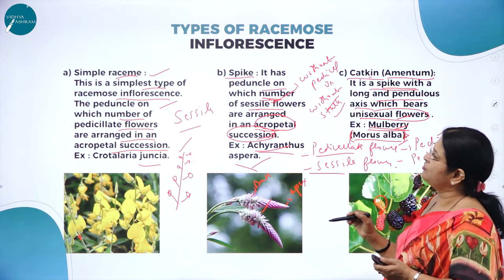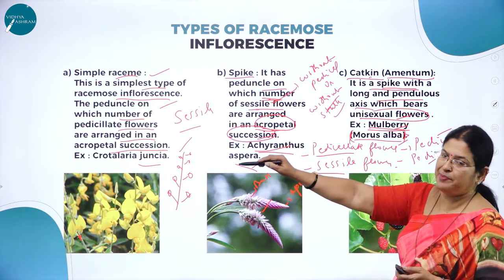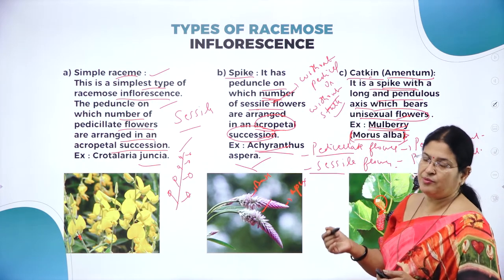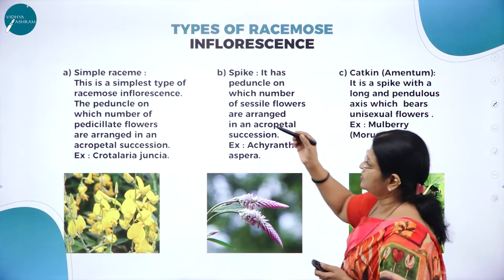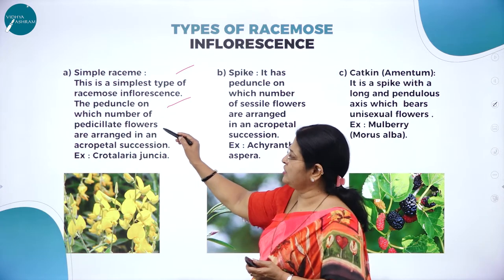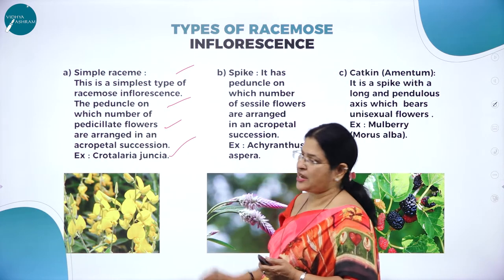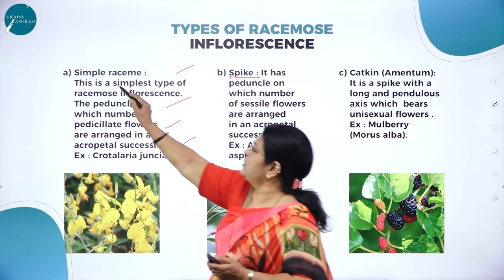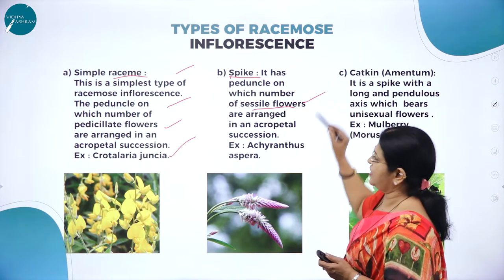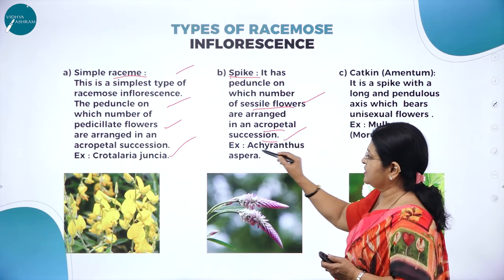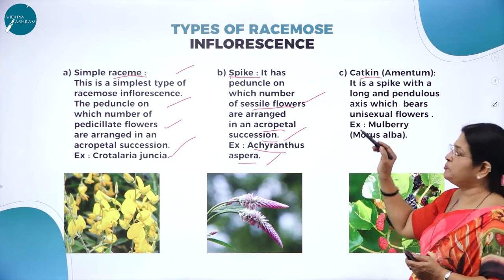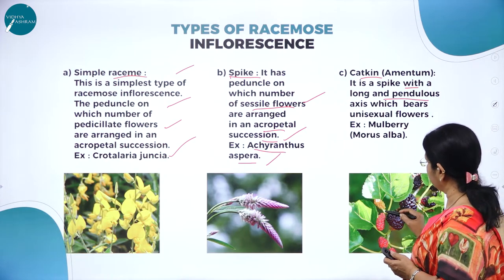So what are the three types of racemose inflorescence? One is simple raceme, spike, catkin, and in the next slide we are going to deal with spadix. So what is a simple raceme? It is the simplest type of racemose inflorescence, the peduncle on which a number of pedicellate flowers are arranged in an acropetal succession. Moving on to the next type, that is spike. It has a peduncle on which a number of sessile flowers are arranged in an acropetal succession. Example is Achyranthes aspera. Then catkin, it is a spike with a long and pendulous axis. Here you can see the long and pendulous.